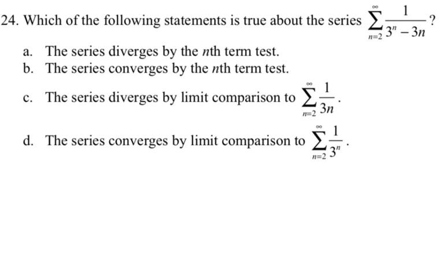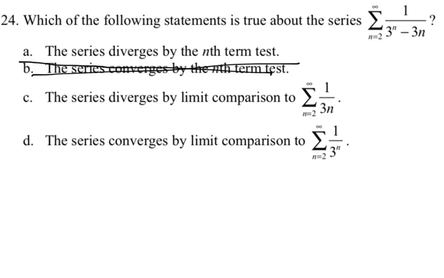All right, the series diverges by the n-term test. The series converges by the n-term test. So you can see why I cross that out. No series can converge by the n-term test. That is a test for divergence. Can't happen. All right, the series diverges by limit comparison to 1 over 3n. That's a little weird, but I guess it's because part of the problem is the 3 to the n minus 3n. Or the series converges by limit comparison to 1 over 3 to the n.